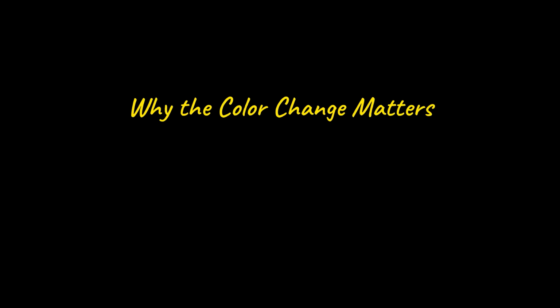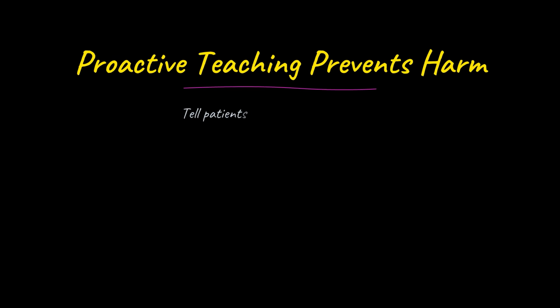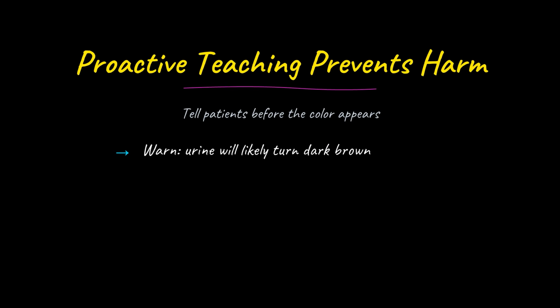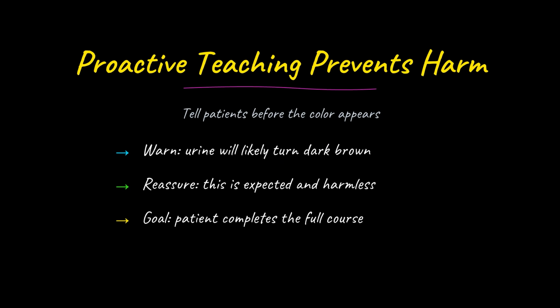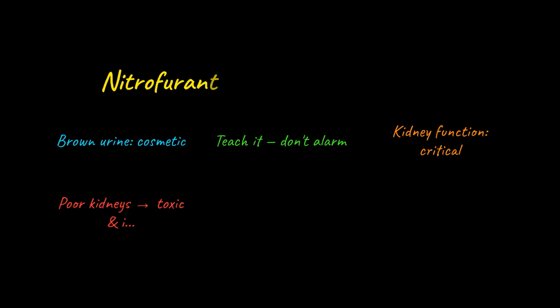The danger is not the color itself, but how a patient might react to it. Dark brown urine can suggest blood or liver trouble, so an unwarned patient may panic and stop the antibiotic early. And stopping early lets the infection rebound and breed resistance. The fix is simple. Warn the patient at the start. Explaining that the color change is expected and harmless turns a frightening surprise into a non-event, supports completion of the full course, and applies equally to any drug that colors urine, sweat, or tears.